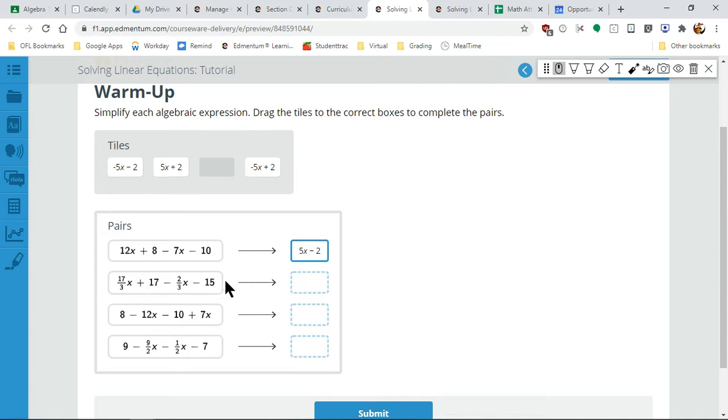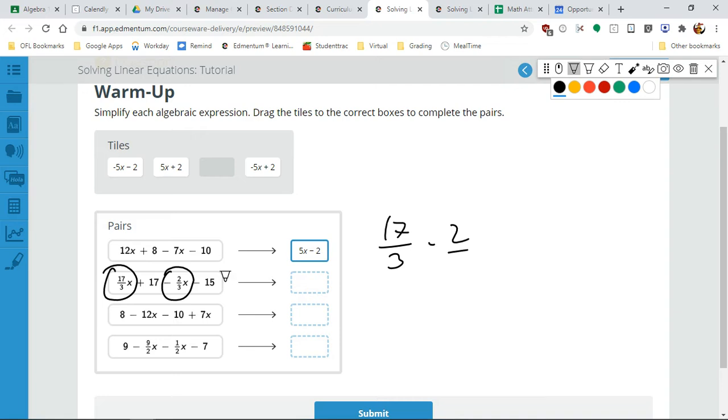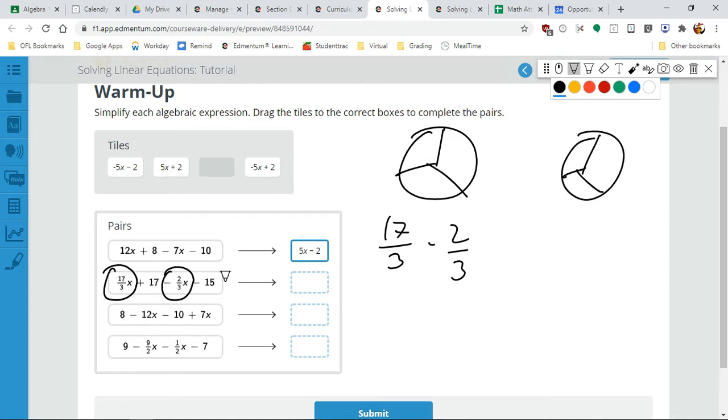All right. And then this one, it looks complicated. I don't want you guys ever getting scared of fractions. Fractions are just division and multiplication at the same time. All we're doing here is just dividing. Think of it like here we have 17 thirds, so we're going to have a bunch of these pies added together. This one, we're going to have 2/3 taken away.